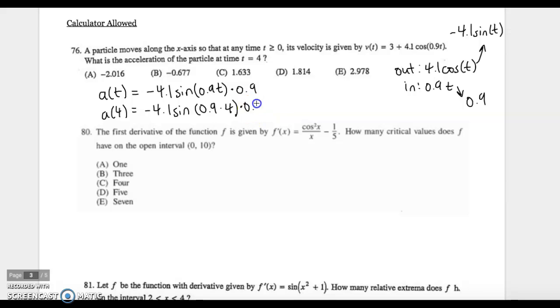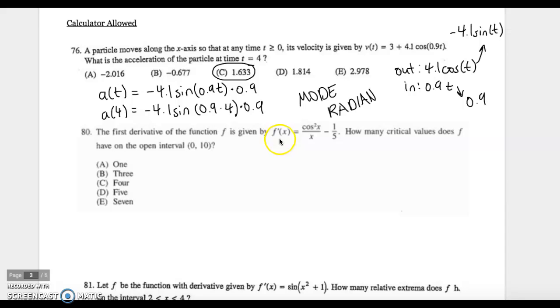And now I'll do that in my calculator. And I get 1.633. If you didn't get this, double check first and foremost that you plugged everything in correctly, and then that your calculator mode is in radians, not degrees. We only use radians in calculus.